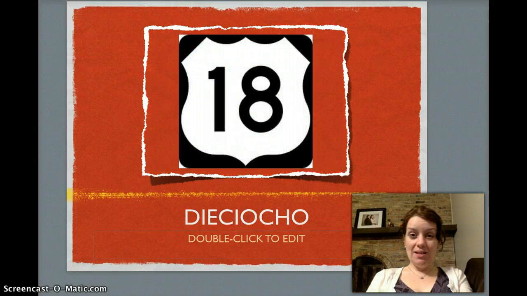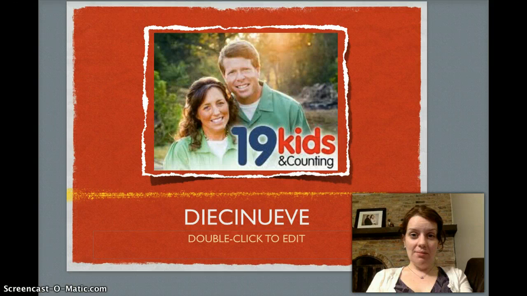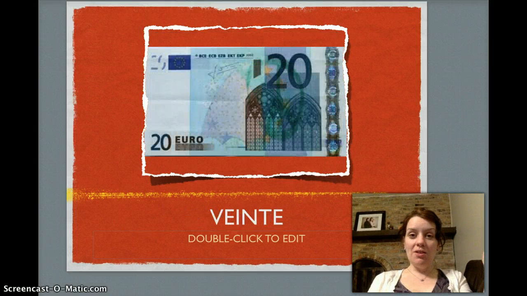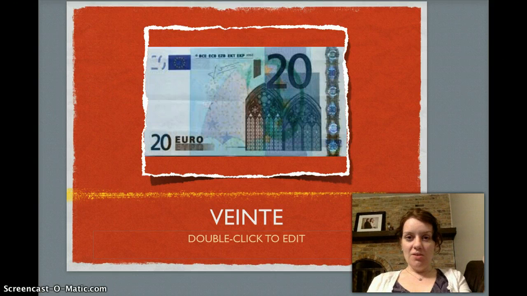17, 18, 19, 20. So not until next week are we going to worry about 21 through 100. So at this point in time, you want to confidently be able to do 0 through 20. Bien?